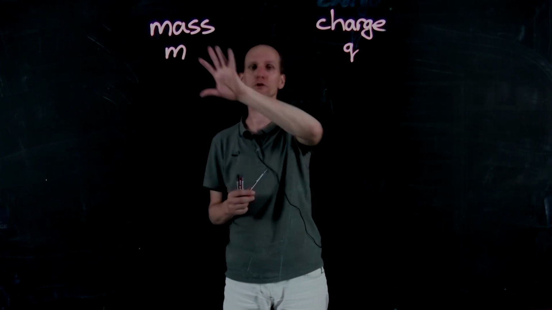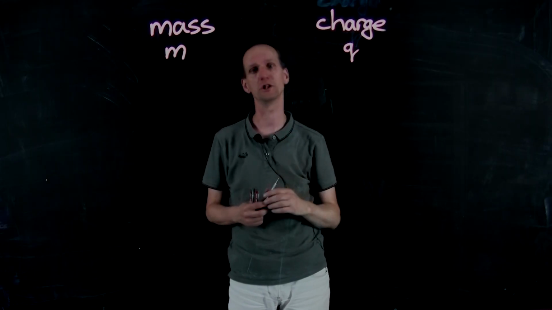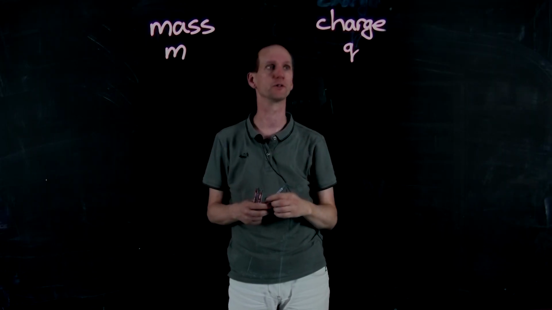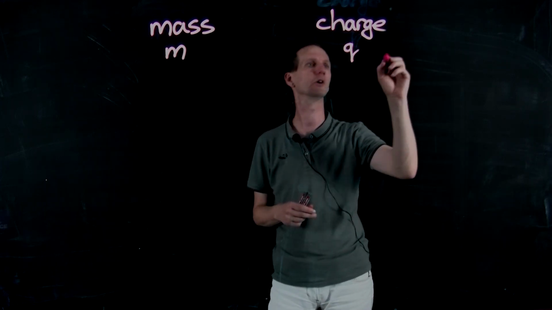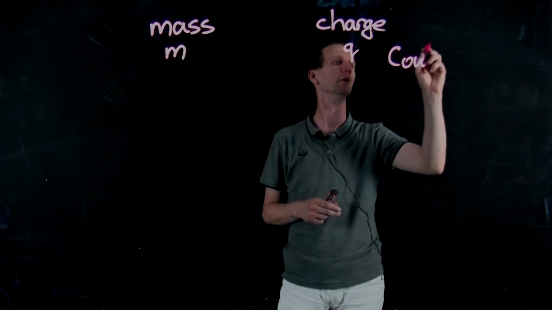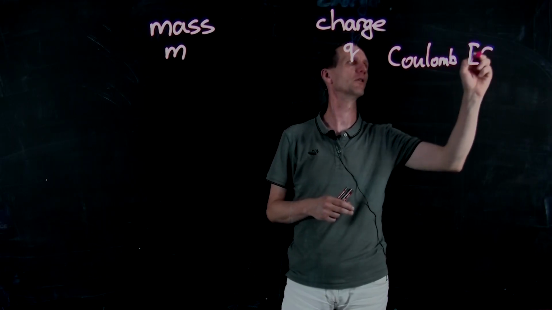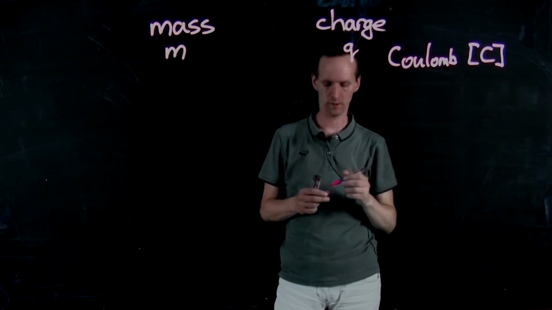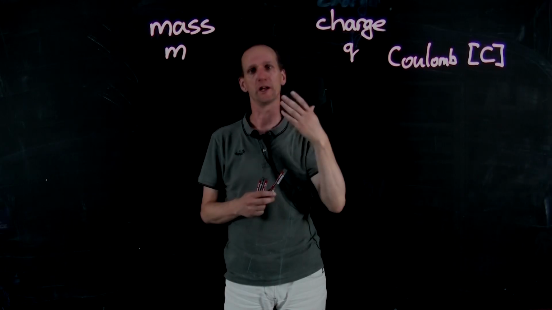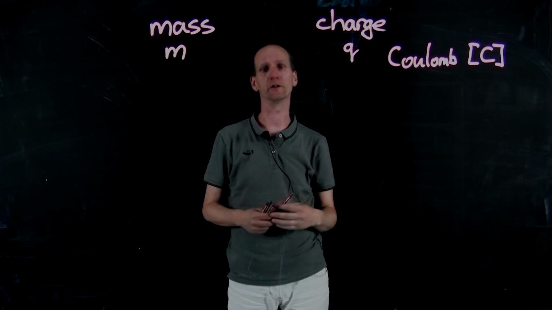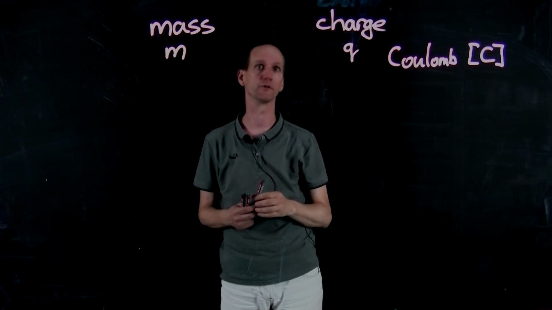Now mass governs all the mechanical movement and mechanical forces between particles. Charge is in the domain of electrodynamics. So the magnitude of the charge we measure in units of coulomb, and coulomb we abbreviate with the letter C. Now an important characteristic of charge is that it can be positively or negatively charged. It has a polarity, contrary to the mass, which is always positive.